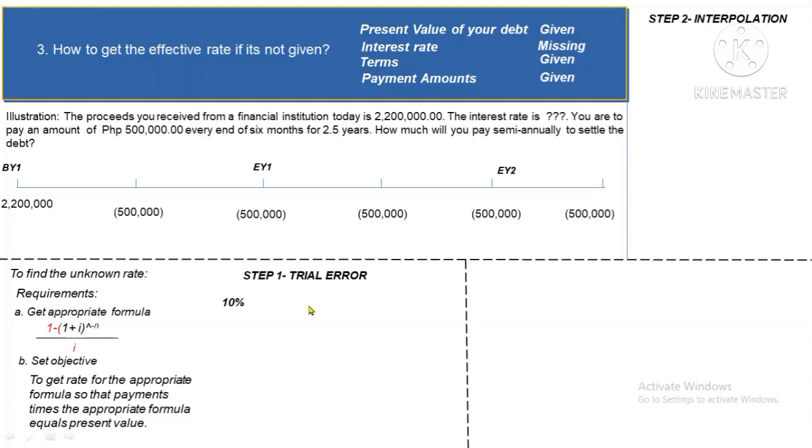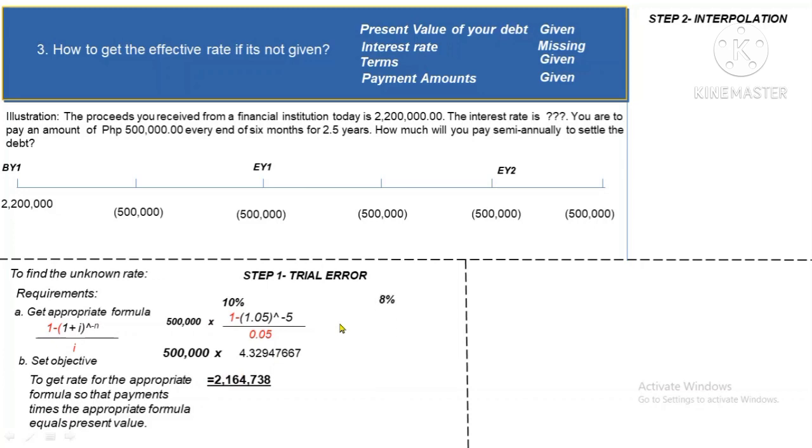So what rate are we going to use? Of course, 10% divided by 2. So applying that, it would be 500,000 times 1 minus 1.05 raised to the power of negative 5 over 0.05. To simplify, we have 500,000 times 4.32947667, which equals 2,164,738. But since it's lower than our 2.2 million goal and we need to increase this one, we have to try a lower rate, let's say 8%.